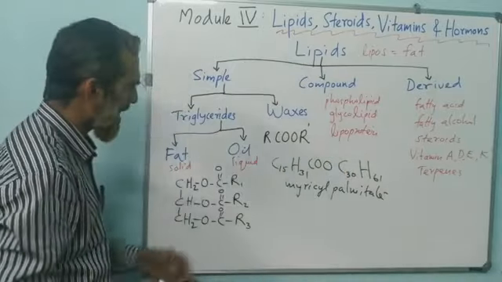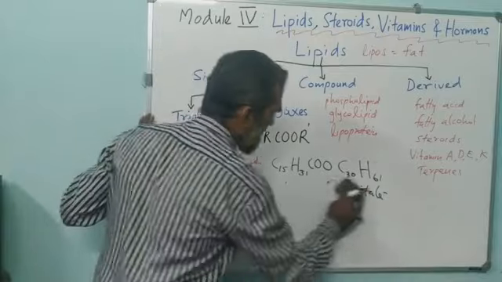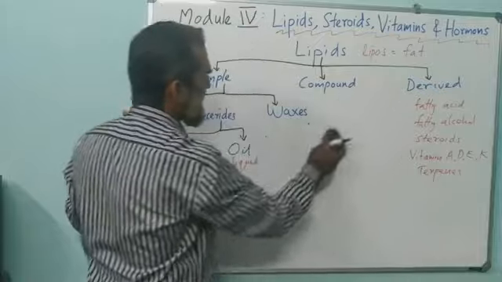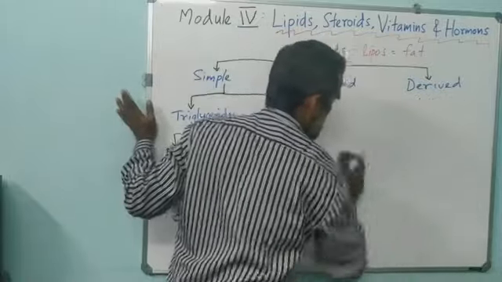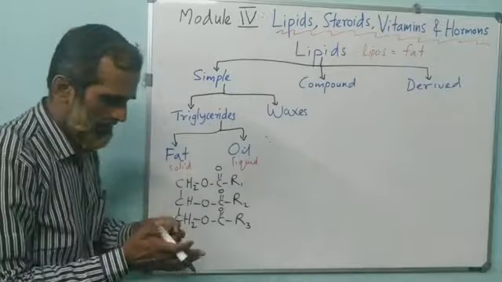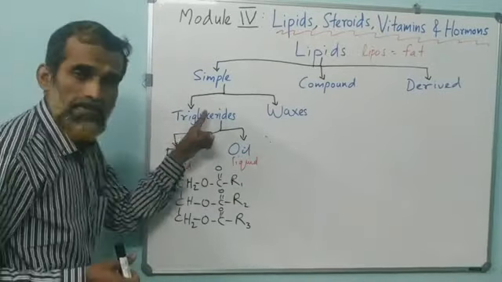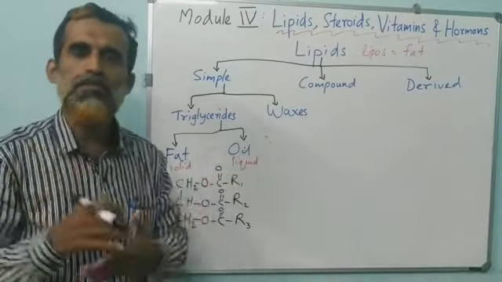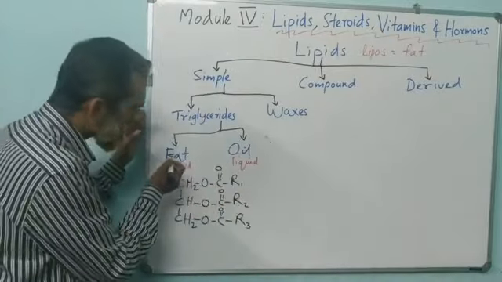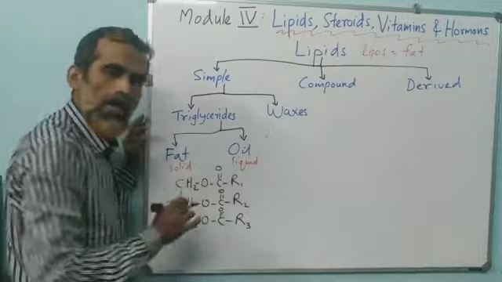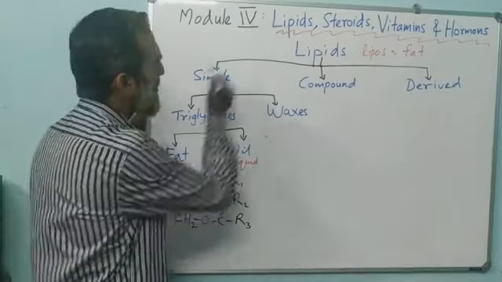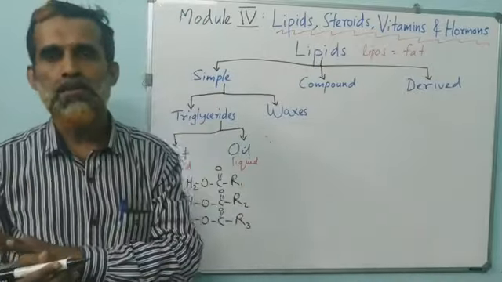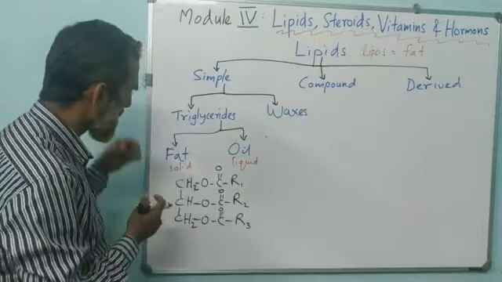Okay, now coming back to this triglyceride, we will discuss wax later, phospholipid also in detail later. We will discuss more about these triglycerides. Listen, triglycerides are again of two types, fat and oil. We generally use these fats and oils. Fats are basically solid and oils are liquid. And you know, these lipids are obtained from not only plants but also animals.